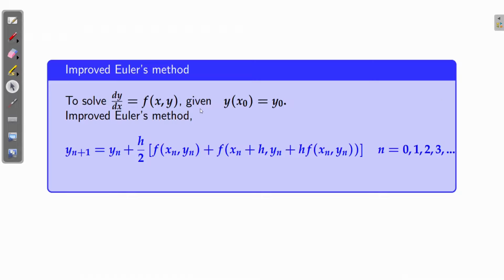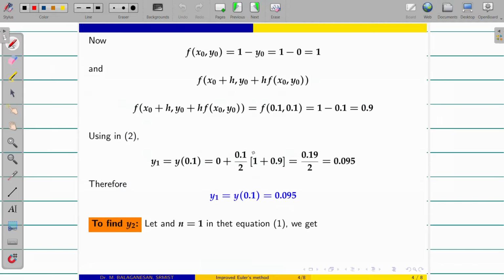This is my improved Euler's method formula. I have to find y2. So what is the value I have to give for n? To get the y2 value, n equals 1. I have to give it in all the places, left hand side and right hand side, everything. So that is what we are going to do now. Give n equal to 1 in equation 1. So we will get left hand side y2 and right hand side everything will be y1.